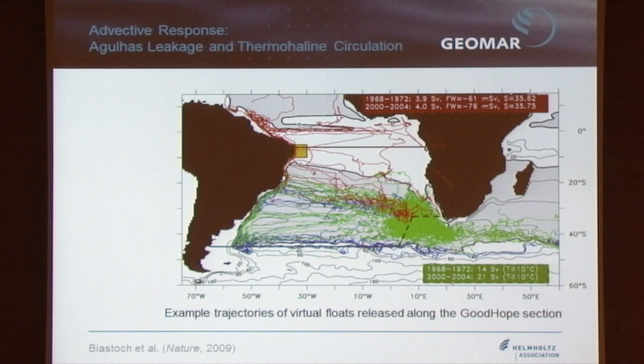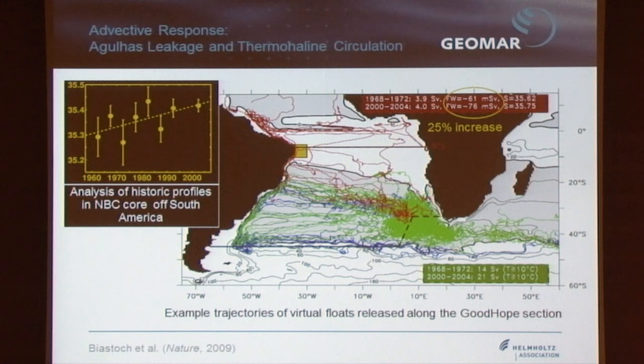And this is again another analysis by seeding virtual floats and following them on their way to the north, where we see that the increase in Agulhas leakage from the 70s to the 2000s is causing a salinity increase of up to 25% just due to the increased Agulhas leakage. And of course, you can start now to look at observations off Brazil, which are noisy, but this is the signal you are basically hunting for.